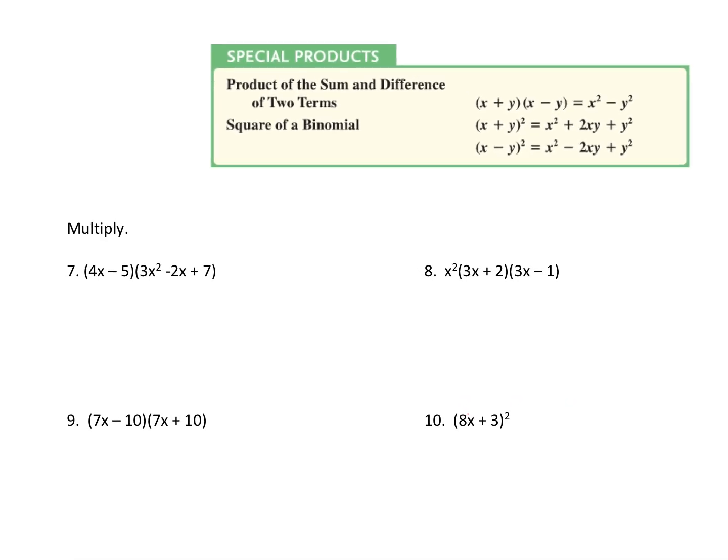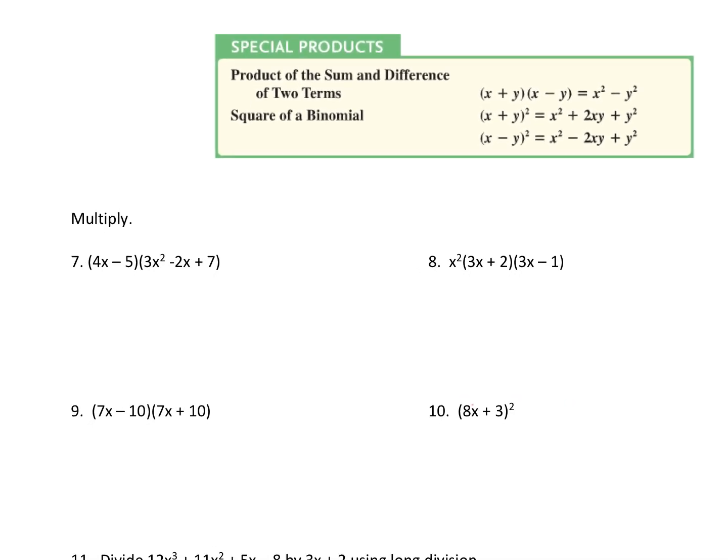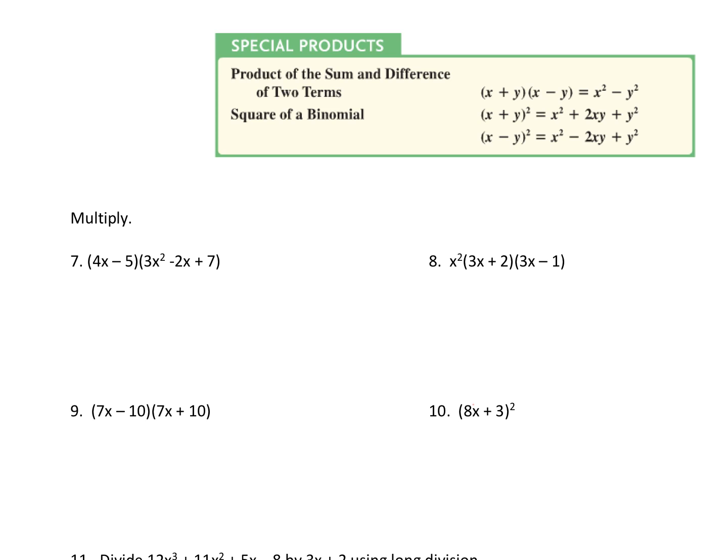So you are doing 7, 8, 9, 10. It does have these special products rules at the top. I never use those. So if you want to use them, you can, but I never do. I just multiply it out, okay? And that's fine with me if you do that.